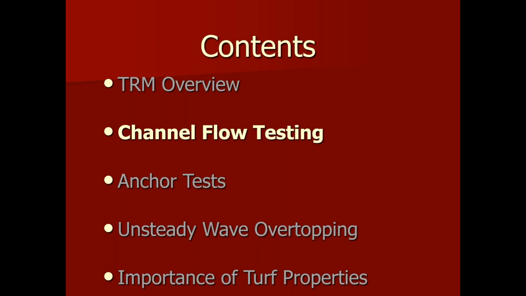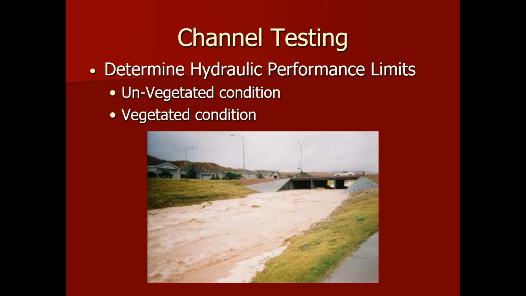So I'll start with channel flow testing. We really want to understand the limits of performance. What's the critical shear stress? What's the critical velocity? My soapbox right now is stream power. I think it's a combination of shear stress and velocity that we have to investigate. But we want to be able to know in an unvegetated condition. So as soon as the product gets put on the ground, you really cross your fingers that you don't get your design event until your vegetation establishes, right? It takes a little bit to get veg to establish.